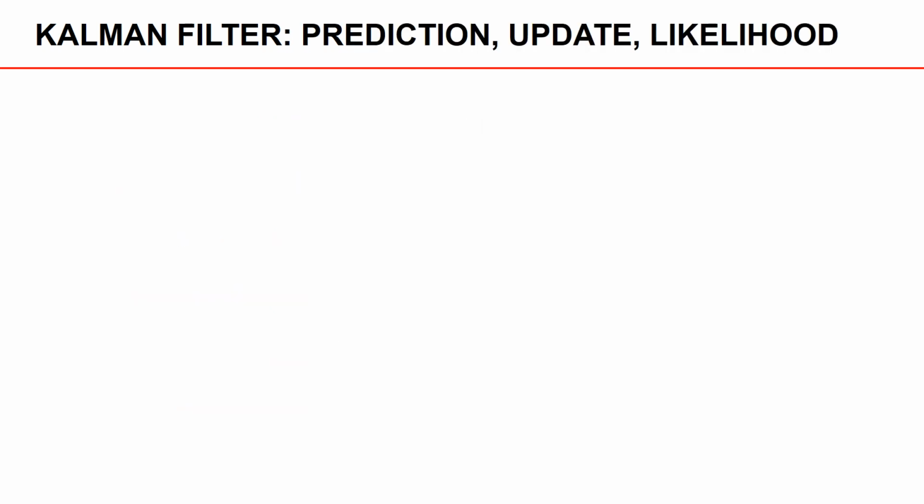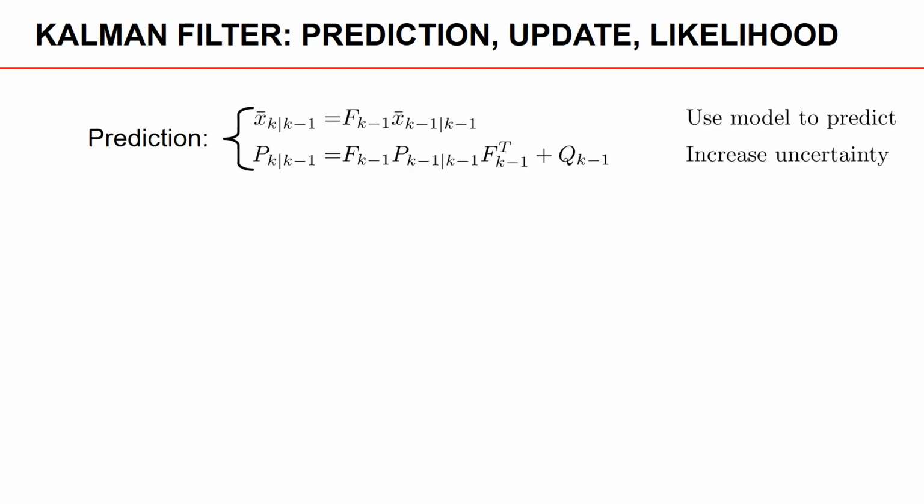Now, let's have a look at the Kalman filter, the prediction, the updates, and the likelihood. In the prediction, we use the motion model F to predict the mean value, and the motion model also reshapes the covariance matrix, and process noise covariance Q is added, meaning that the uncertainty is increased.